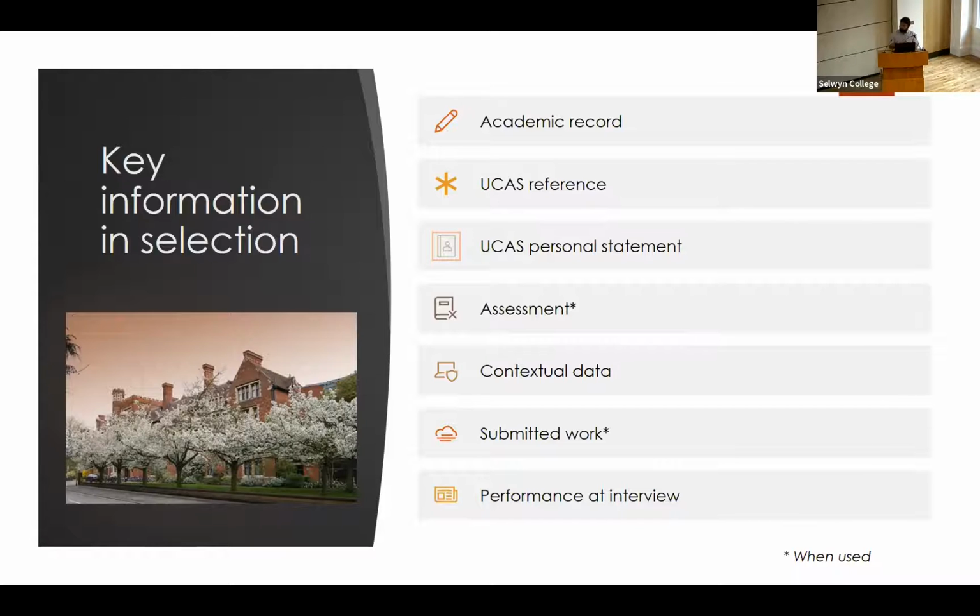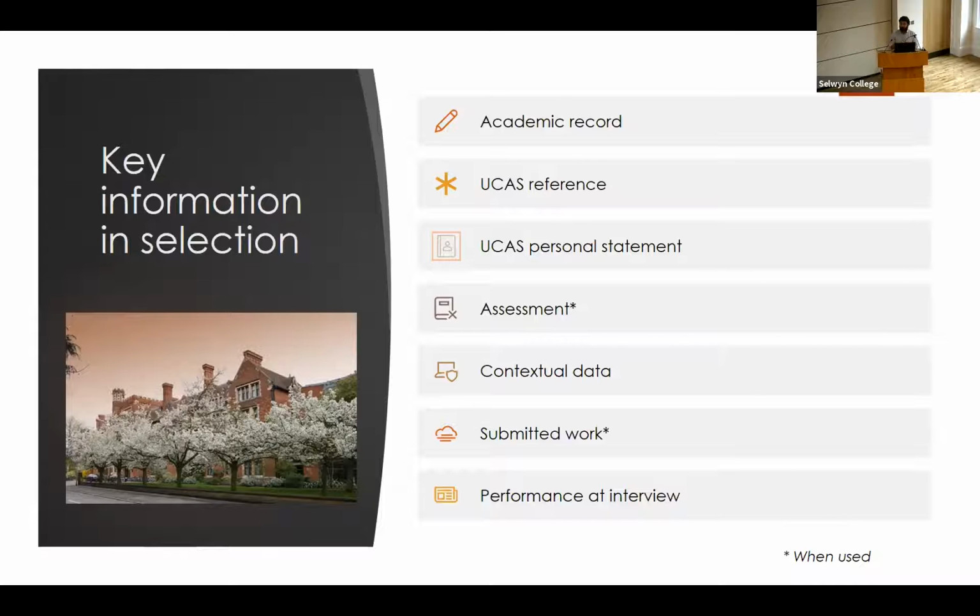We get some contextual data. Now, what that means is we get data from home postcode and from school postcode. But what it really tells us is the opportunities that people have had in terms of their schooling, their education, but also in a wider context. Now, obviously, COVID is something that has really affected people's ability to get opportunities, but it's still a really important piece of data that we get.